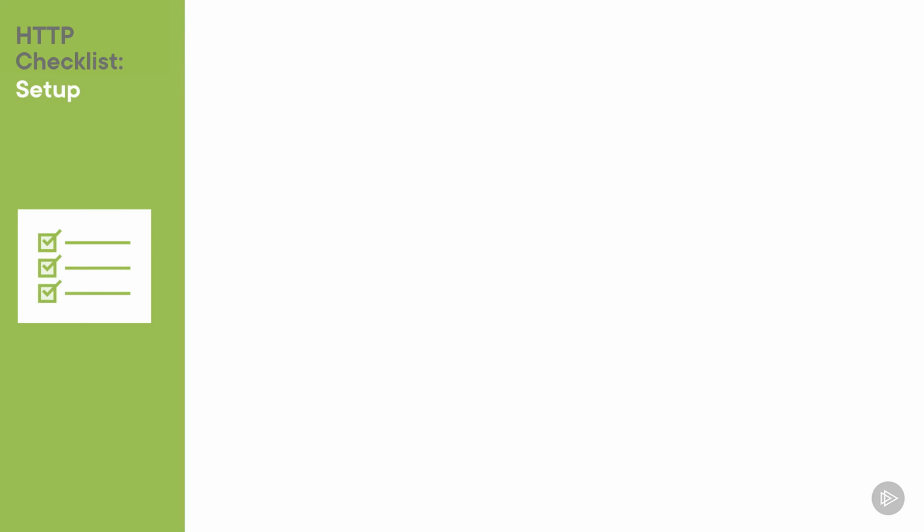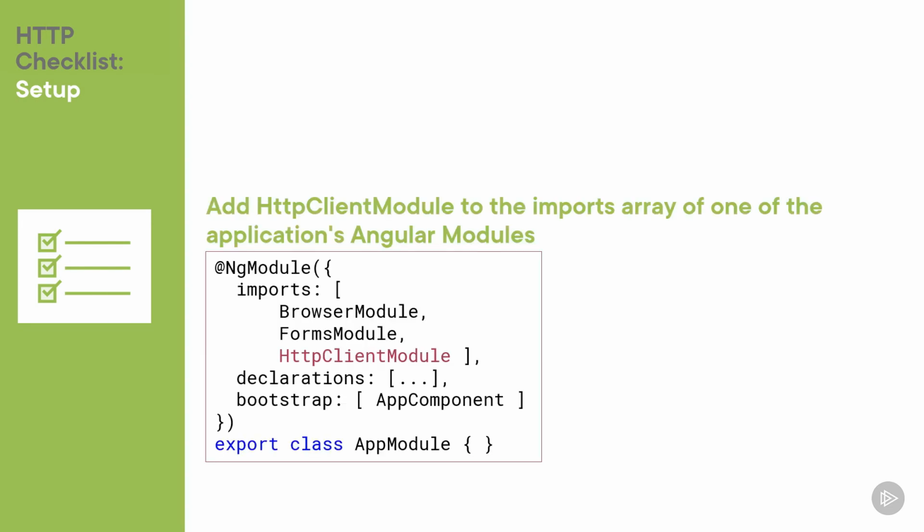Before we can use Angular's HTTP client service, some setup is required. We need to ensure that the service provider is registered with the Angular injector. This registration is done for us in the HttpClientModule. So all we need to do is pull the HttpClientModule into our application. We do this by adding HttpClientModule to the imports array of one of our application's Angular modules.